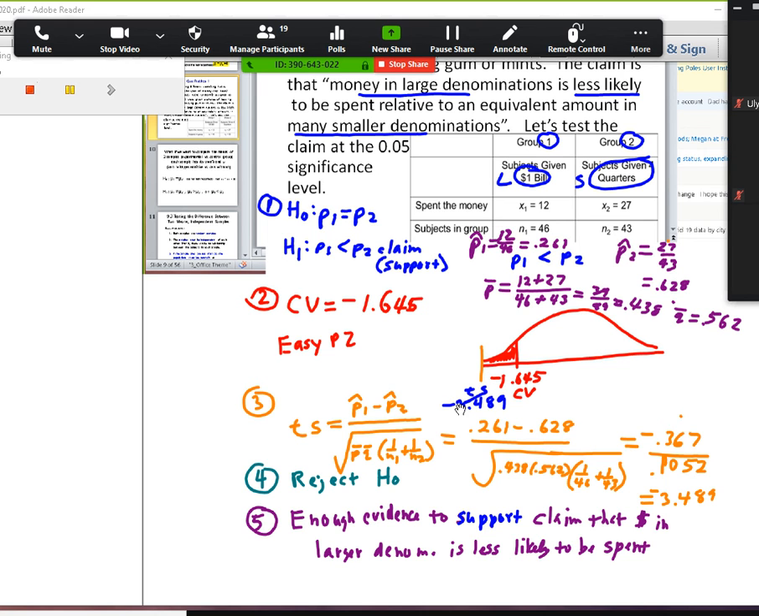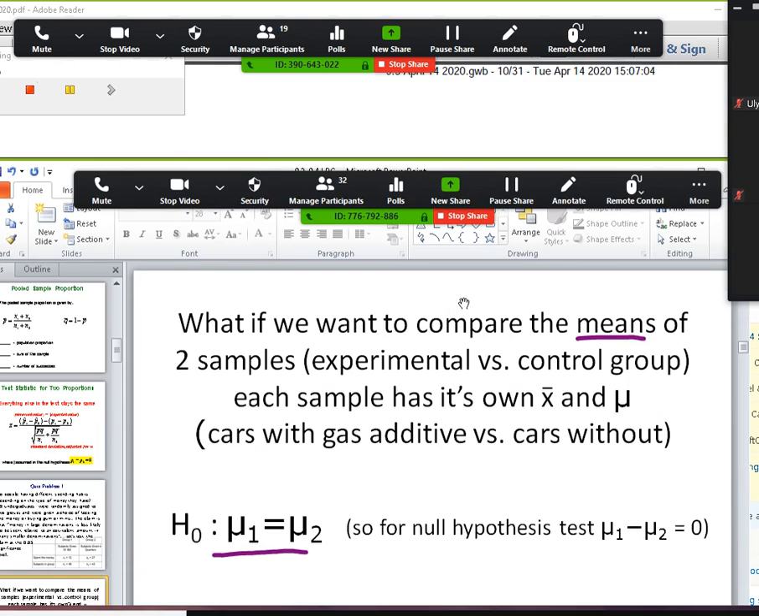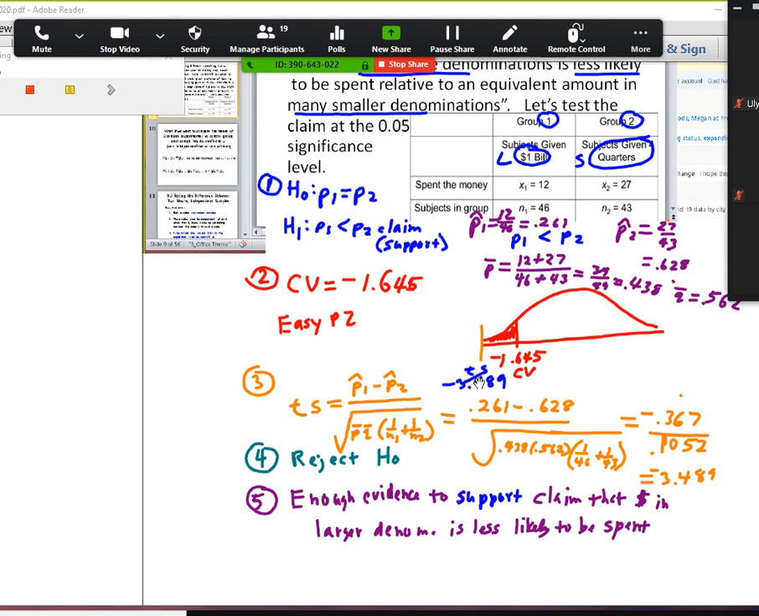That's really, really negative. That's super far away, so it's totally in the rejection region. You guys can see that. Right, it's totally guilty. So I'm going to reject H naught. And it's guilty, so I have enough evidence, right? So there is enough evidence to support, because remember, H1 is my claim. I'm going to use the word support there. Enough evidence to support the claim that money in large denominations is less likely to be spent. Questions?